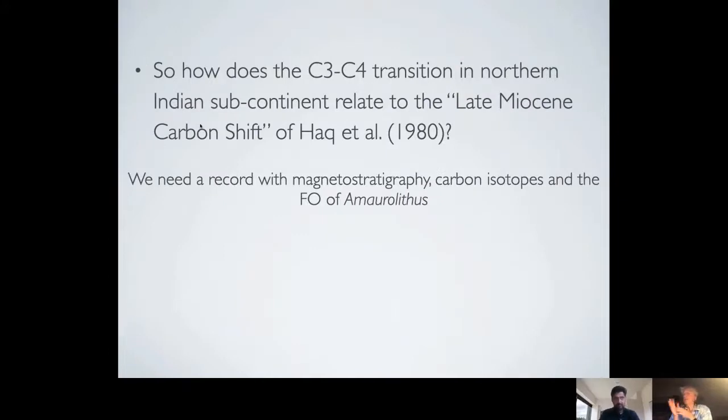So how does this C4 transition in the northern Indian subcontinent relate to the late Miocene carbon shift of Haack et al. 1980? We need a record with magnetostratigraphy, carbon isotopes, and the first appearance of Amaurolithus. And you would think that would be easy with the thousands and thousands of cores that we have, but it was not.